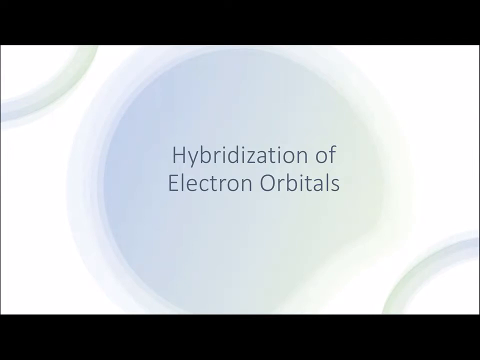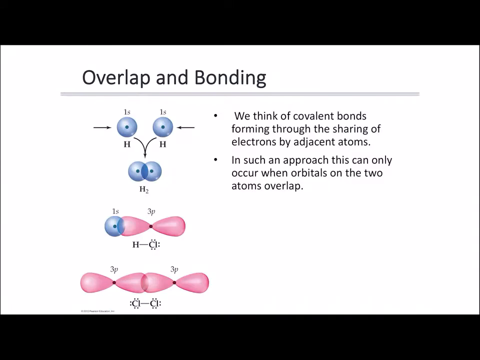In this video, we'll look at hybridization of our electron orbitals. When we think about bonding and our orbitals, we know that a covalent bond has the orbitals overlapping. If I look at hydrogen, I would take a 1s and another 1s, and they'll overlap and the electrons will be shared in the middle here. That's how we form a covalent bond.